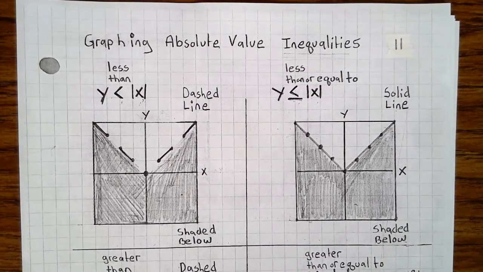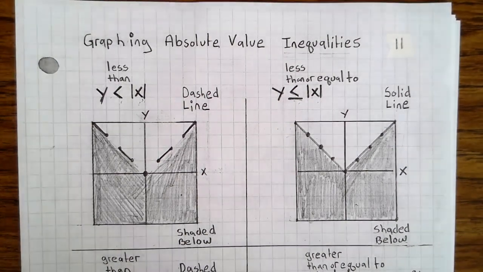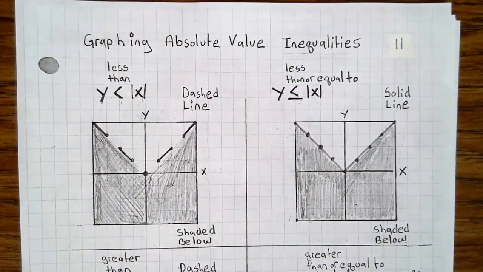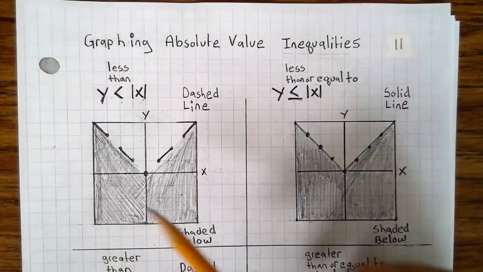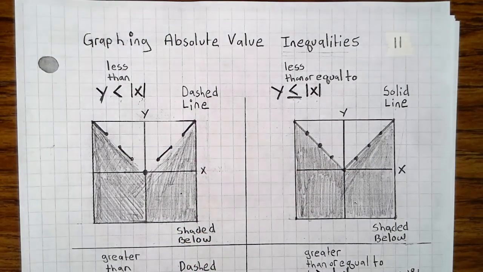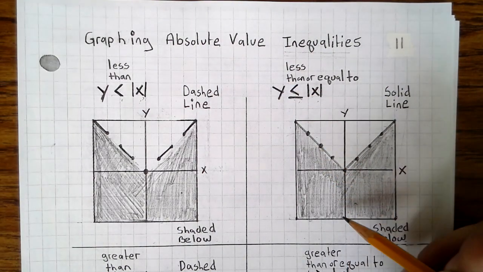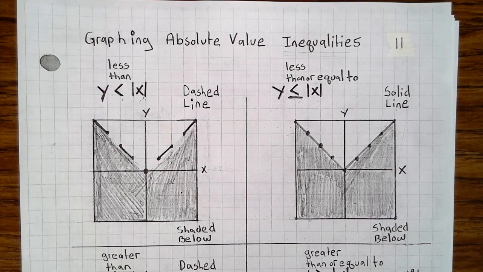All right, so graphing absolute value inequalities on page 11. When you have y less than the absolute value of x, it's a dashed line, and you shade below. When it's y less than or equal to the absolute value of x, it's a solid line because there's a line underneath, and you're still shading below. So if you would update that part. You're probably going to pause and then sketch all that down, so it'll give you a few seconds to pause again.